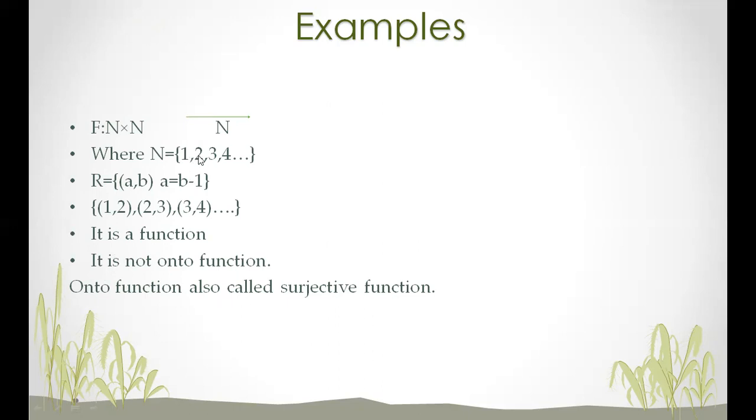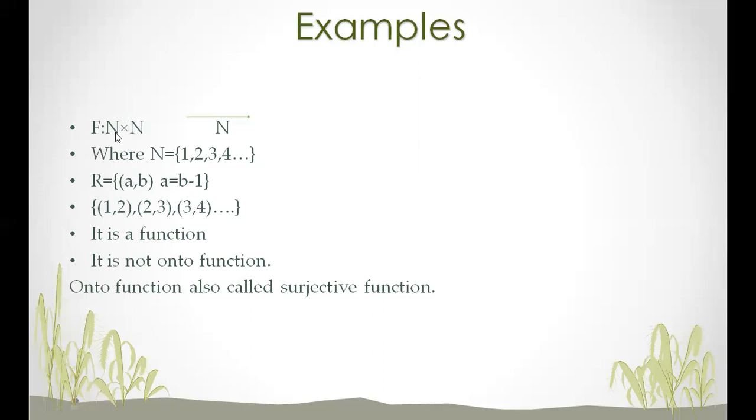But here you see our range starts from 2: 2, 3, 4, and it continues 5, 6, 7, 8, 9, and so on. But 1 is not used here. But we have a codomain of the whole set of natural numbers. Why do we say it has the codomain of all natural numbers?